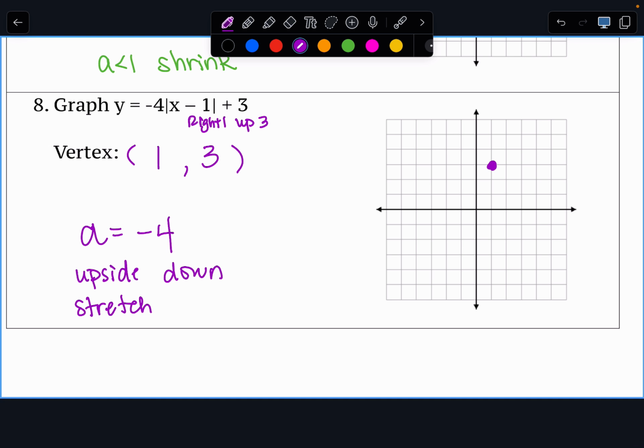Okay. So I'm going to count my slope. I don't have a fraction. How do I count it? Down 4 over 1. So there's my slope of 4 over 1. Then on the other side, I'm going to count opposite slope to make a V.